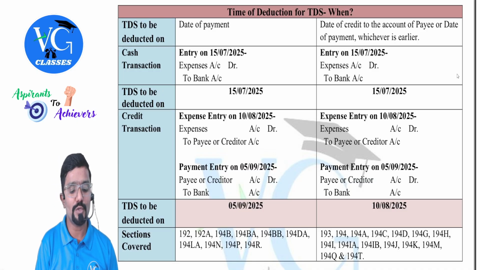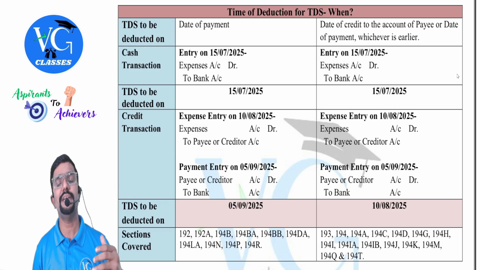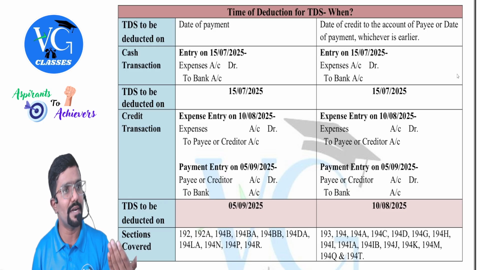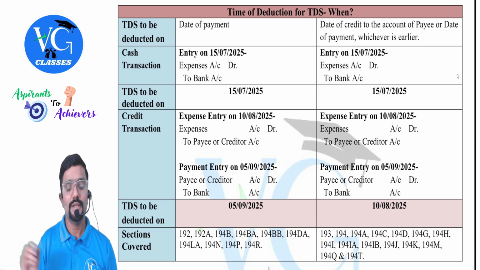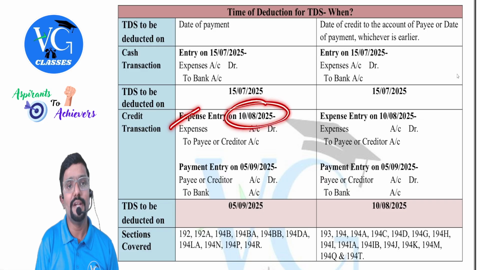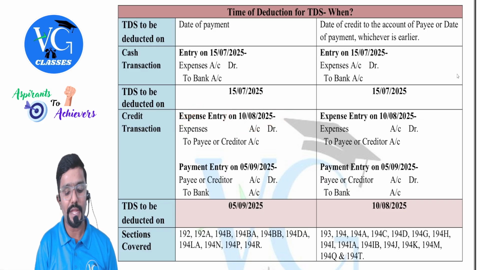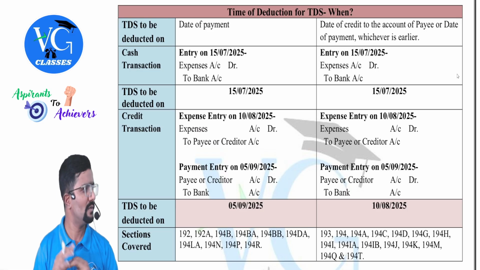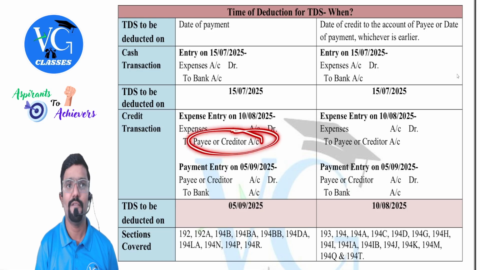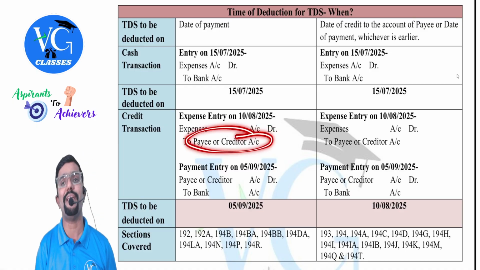Okay. Next coming to, sir, what if it is a credit transaction? Credit transaction means expenses I have incurred, but I'm not paying it immediately. So assume expense entry we have passed on 10th August. What is the entry? Expenses to payee or creditor. Means we are about to pay them. We are liable to pay them, but we have not yet paid. So they are a liability till we pay them.